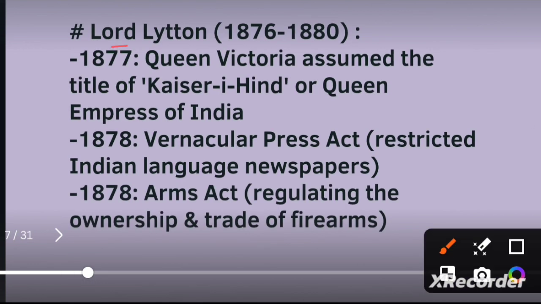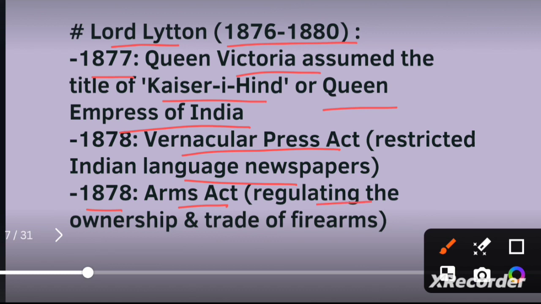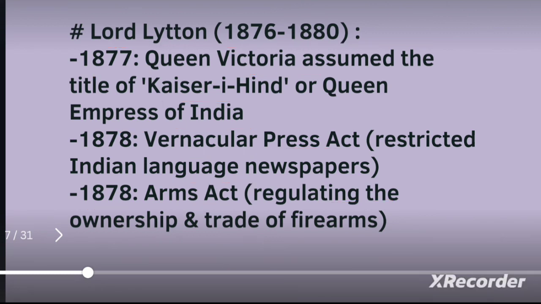Lord Lytton, 1876 to 1880. 1877, Queen Victoria assumed the title of Kaisar-i-Hind, or Empress of India. 1878, Vernacular Press Act restricted Indian language newspapers. 1878, Arms Act regulating the ownership and trade of firearms.